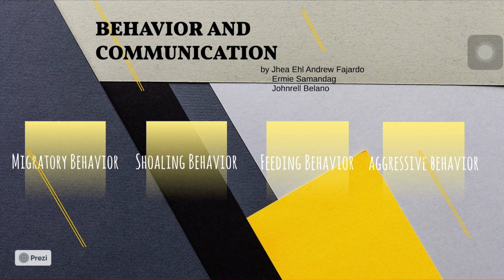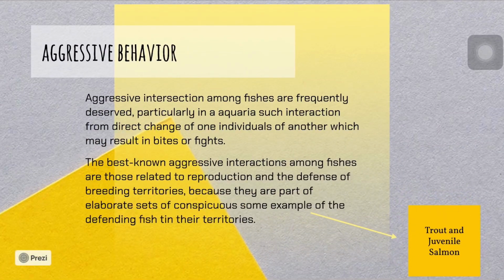And lastly, aggressive behavior. Aggressive interactions among fishes are frequently observed, particularly in aquaria. Such interactions form direct charges of one individual at another, which may result in bites or fights. The best known aggressive interactions among fishes are those related to reproduction and the defense of breeding territories, because they are part of elaborate sets of conspicuous displays. Some examples are fish defending their territories.